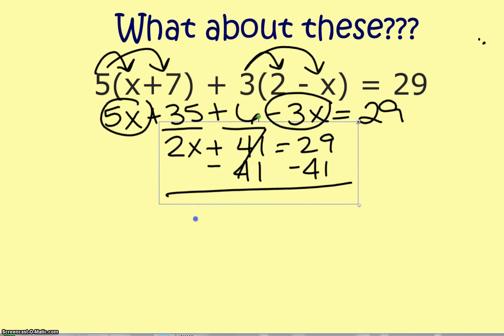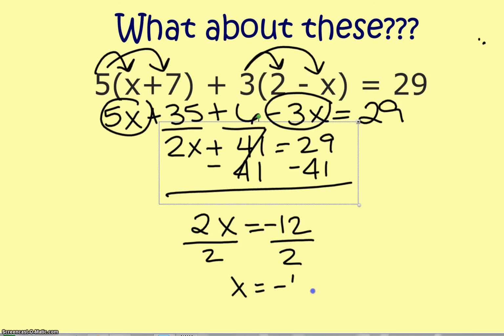Those cancel out. You're left with 2x equals, well, 29 minus 41 is, if you don't know that off the top of your head, use your calculator, 12. And is it going to be positive or negative? Negative, because of the sign of the larger number. Divide by 2, divide by 2. X is equal to negative 6. Again, check it in your calculator to make sure your solution is correct.